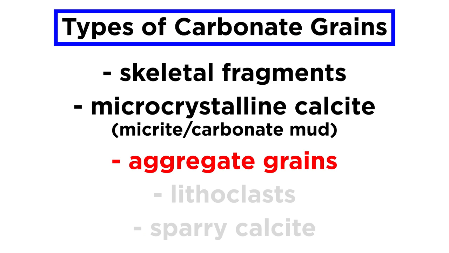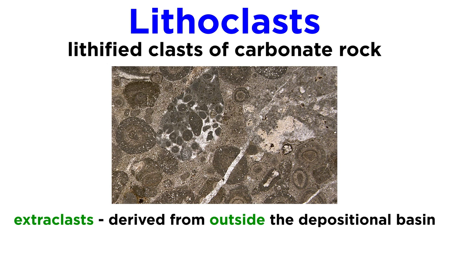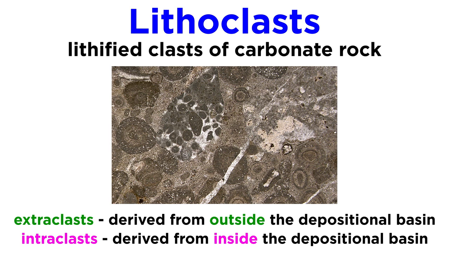Next, there are aggregate grains, which are like pelloids but are instead composed of larger grains held together by carbonate mud. That covers the main types of primary biogenic carbonate. There are two more types of carbonate grains found in limestone. The first are lithoclasts, which are similar to lithic fragments, which we covered in the tutorial on siliciclastic rocks. Lithoclasts are composed of lithified clasts of carbonate rock that can either be derived from outside the depositional basin, called extraclasts, or from inside the basin, called intraclasts.